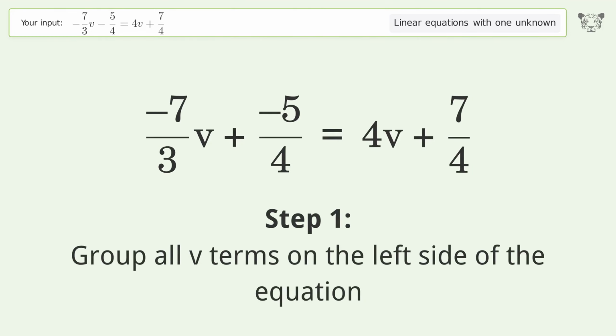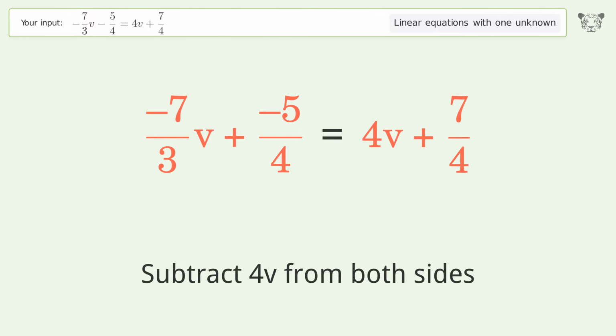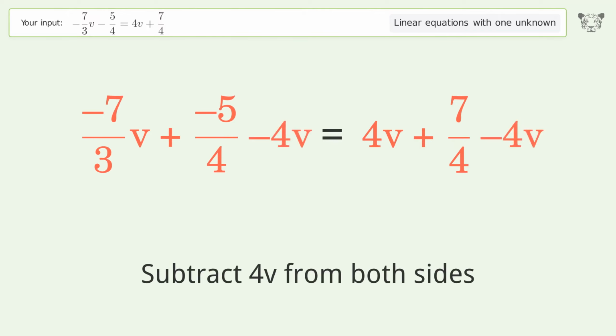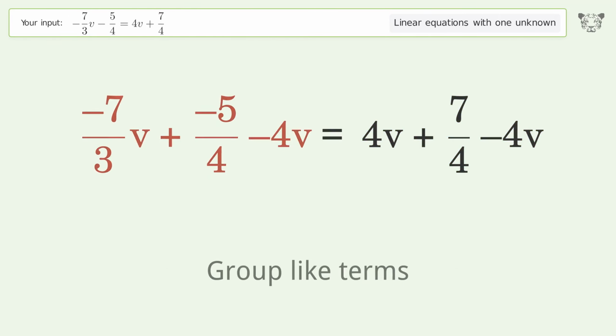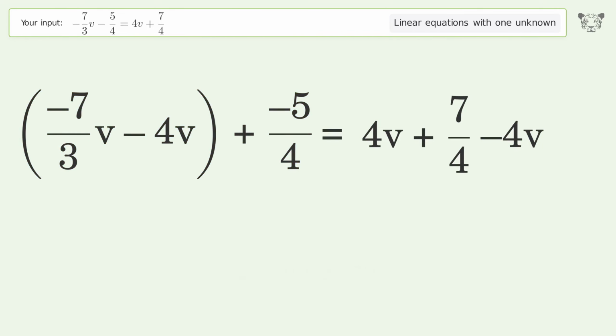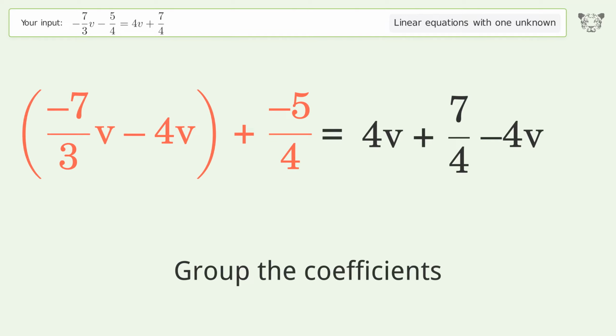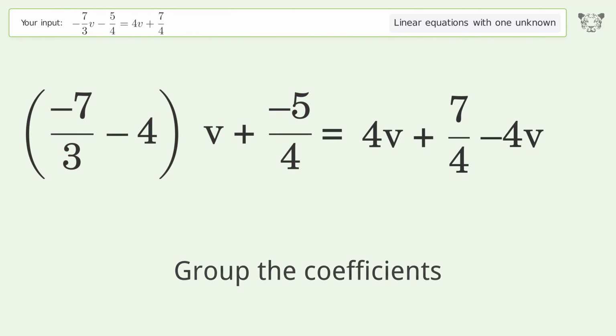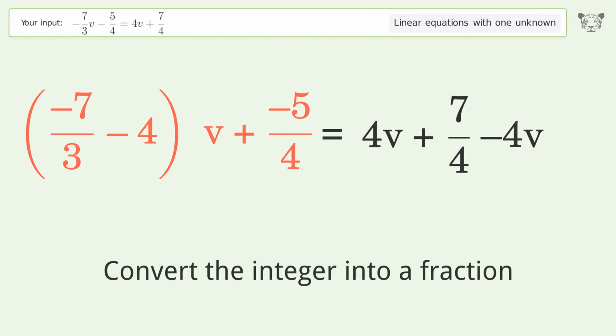Group all v terms on the left side of the equation. Subtract 4v from both sides. Group like terms. Group the coefficients. Convert the integer into a fraction.